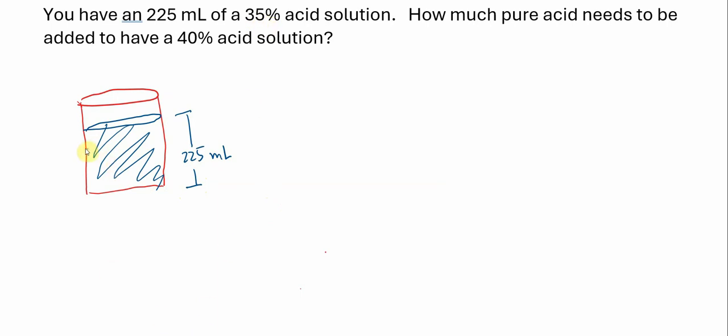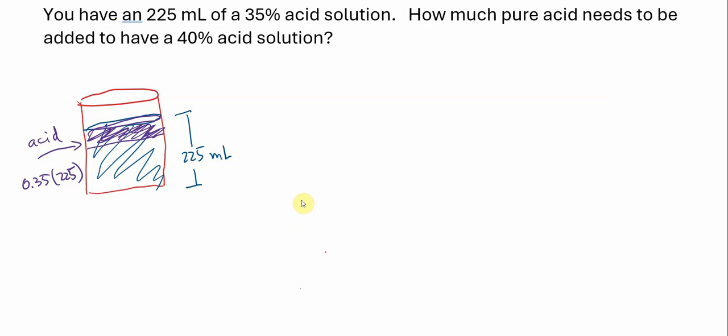So like only this much, and I'm going to use the purple here to describe the acid amount. So only this purple section right here is the acid. Okay? And how much acid is that? Well, 35% of 225. So that's 0.35 times 225. Okay?